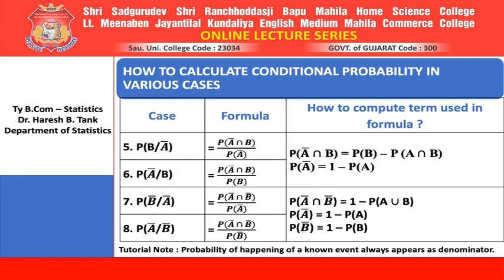The note is very simple. Probability of happening of a known event always appears as the denominator. Right?